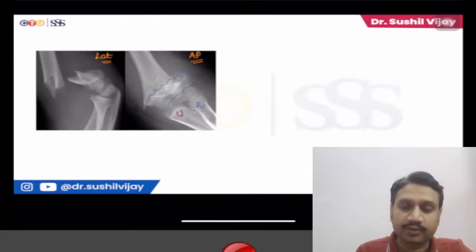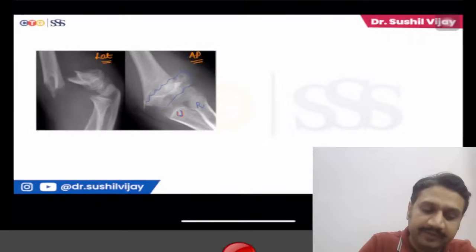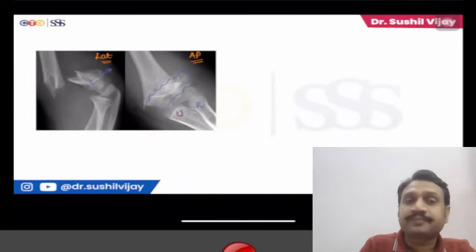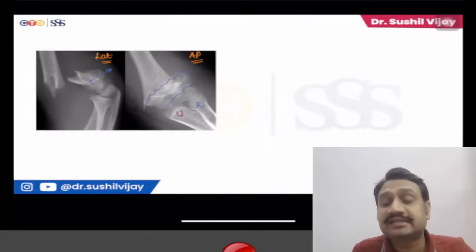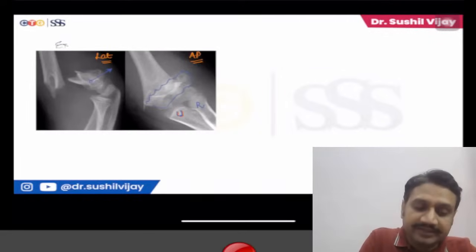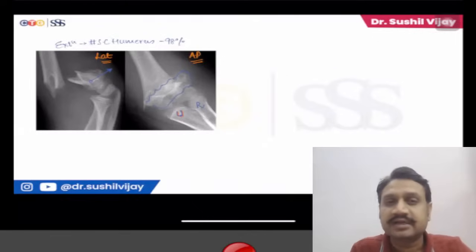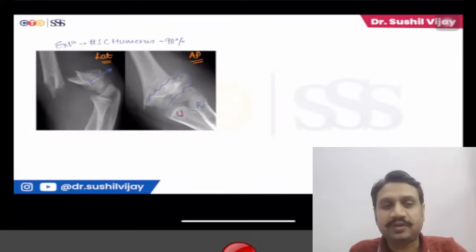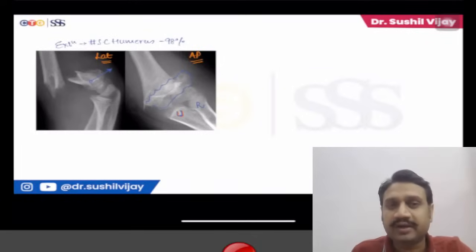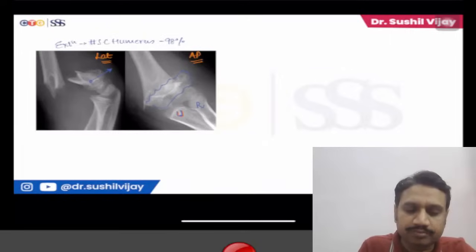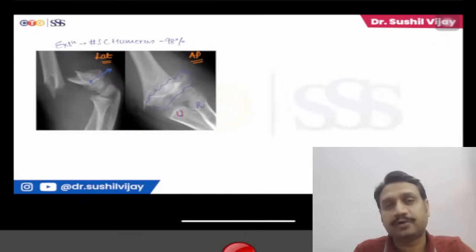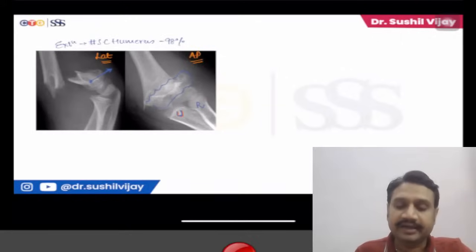In the supracondylar fracture, this fragment usually goes to the backside, that is, on the extensor surface, so we call it the extension type of supracondylar fracture of the humerus. 98% of supracondylar fractures are of the extension type. So always remember, the fragment goes back. That is the extension kind of supracondylar fracture, and the rest of the points we have already discussed in relation to this.